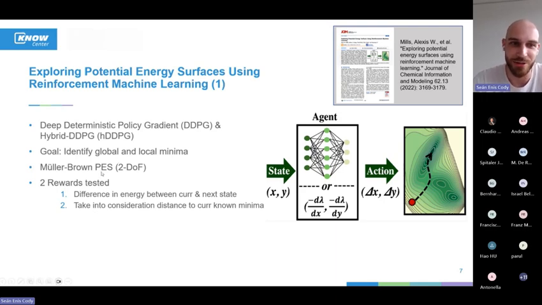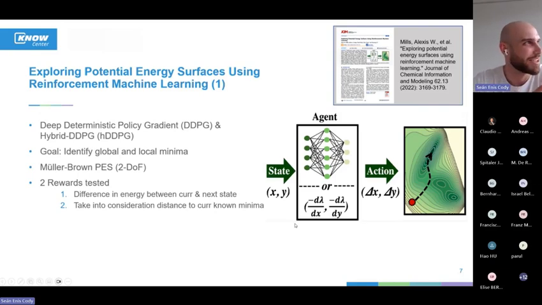And what's pretty cool is they used 2 rewards, of which the first one is only the difference in energy between the current and the next state. So your agent takes an action, and if that action gives you a better value of potential energy, then that's a positive reward. If it puts you in a worse one, that's going to be a negative reward. They also looked at a second reward, which takes into consideration the distance to the last known minima. Very interestingly, this reward engineering, incorporating physics knowledge, helped quite a lot. The second reward performed much better and stopped the algorithm getting stuck in certain saddle points.